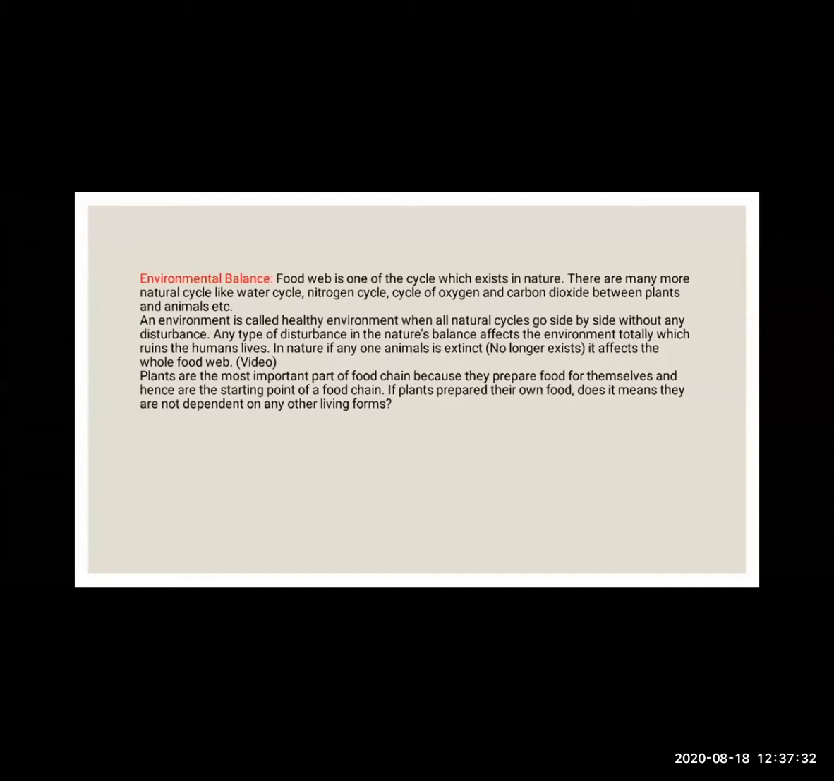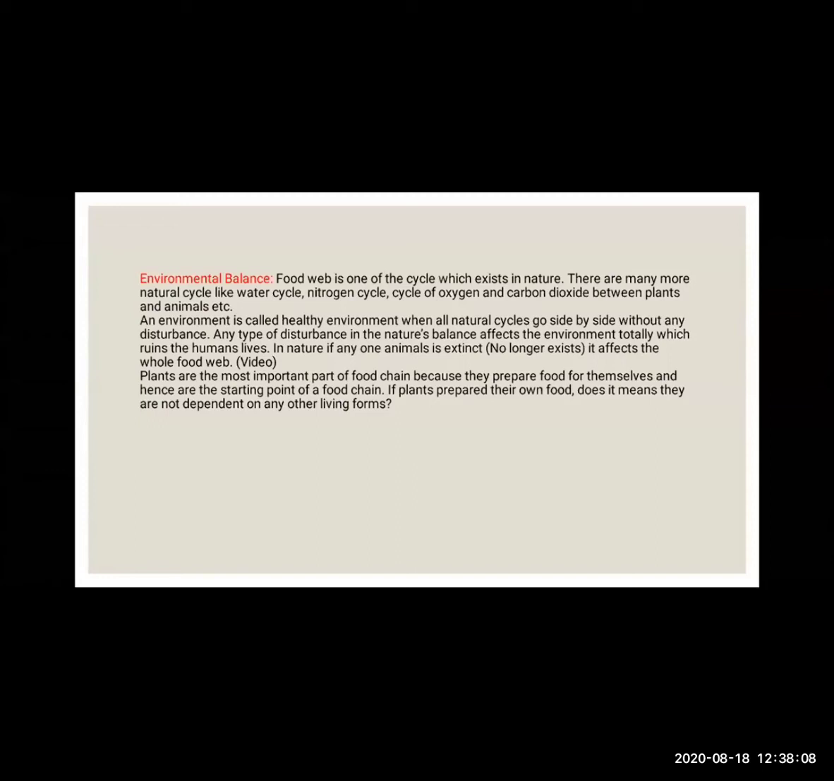अगर हम लोग एक दूसरे को नहीं खाएंगे तो हम लोग जिंदा नहीं बचेंगे. Nobody will stay alive. All will die. Okay. When all natural cycles go side by side without any disturbance, अपने अपने लाइफ जियो, दूसरे की लाइफ डिस्टर्ब मत करो. Like this, it's the cycle of nature. Any type of disturbance in the nature balance, अगर कुछ भी नेचर के बैलेंस को डिस्टर्ब हुआ, everything will be affected. Each and every person, each and every animal will be affected.